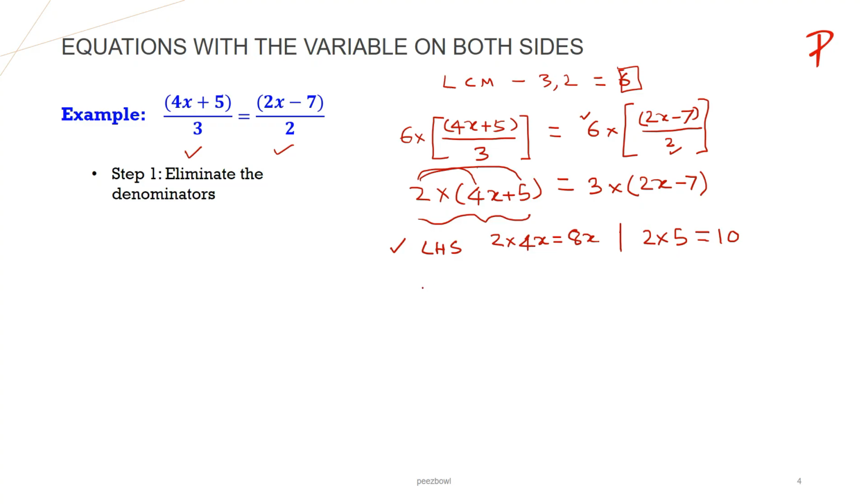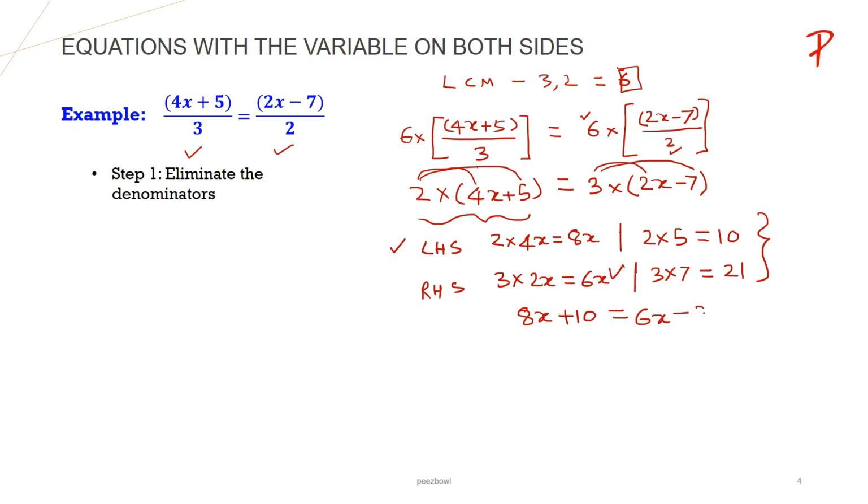And on the RHS, we have 3 multiplied by 2x is equal to 6x, right? And 3 multiplied by 7 is 21. Okay. So on the RHS also, we multiply 3 and 2x and then 3 and 7. So this is what we got. So our equation becomes 8x plus 10 on the left hand side is equal to 6x minus 21 on the right hand side. Okay. So we have performed step 2. We have simplified both the sides, left hand side and right hand side. Okay. Now we will move to third step.